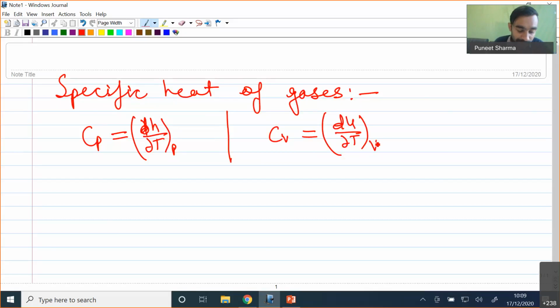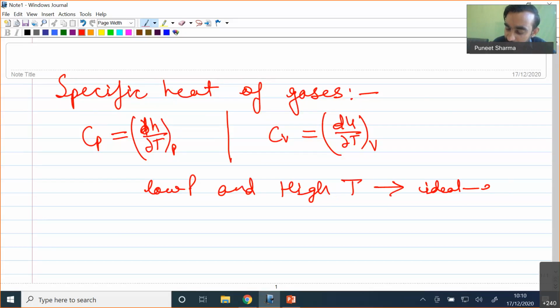Now, in terms of gases, what happens if we have low pressure and high temperature? Under such conditions, the ideal gas assumption is applicable. Moreover, particularly for gases, majority of the time we will find that the variation of properties is a function of only temperature, not a function of pressure. Let me show this idea.